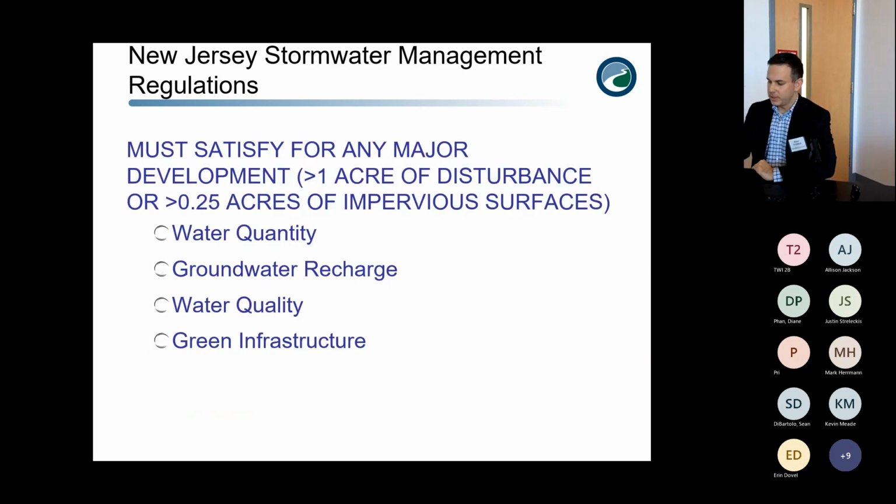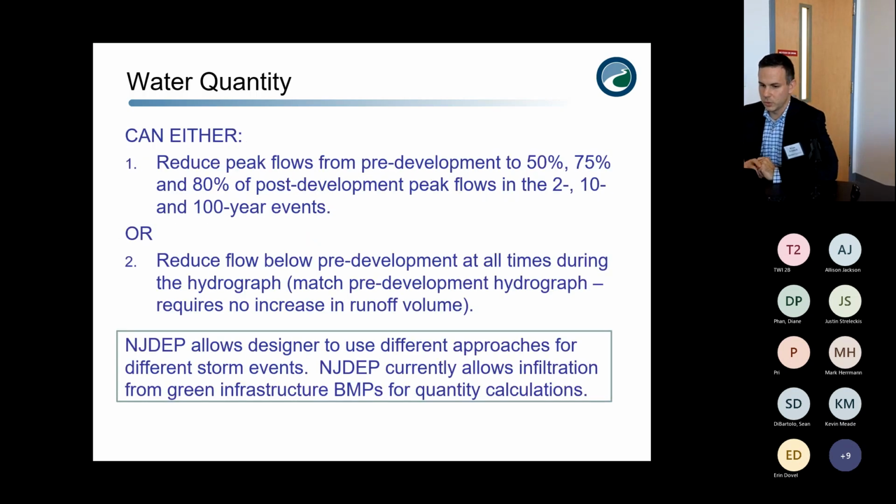So like I mentioned, I will be talking about the New Jersey Stormwater Management Regulations. For those of you that are not familiar with them, these are in place to address new development and redevelopment projects in New Jersey. They get triggered with over an acre of disturbance or over a quarter acre of impervious surfaces. And there are 4 components to these regulations. The first is water quantity. The second is groundwater recharge. Third is water quality. And the fourth, which used to be non-structural approaches, is now green infrastructure. And so I'll go through each of those real quick.